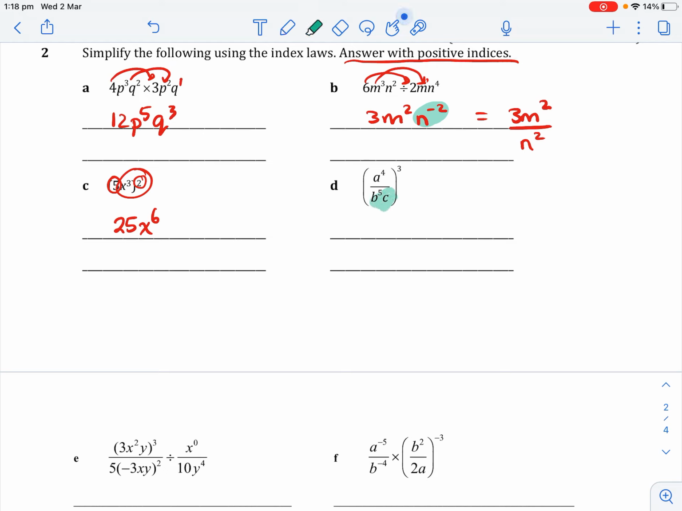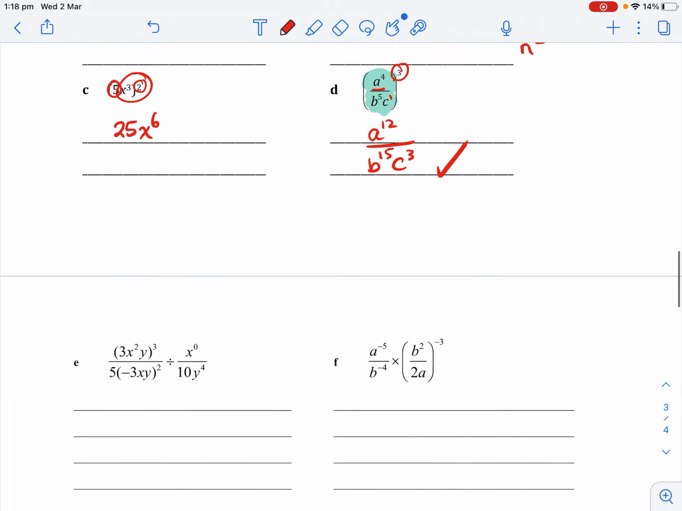Everything inside the brackets must go to the power on the outside of the brackets. So I need a to the power of 4 to the power of 3. Power to a power, we times them. So it becomes a to the power of 12. B to the power of 5 to the power of 3. Power to a power, you times them. 5 times 3 is 15. And c to the power of 1 to the power of 3, you times them, becomes c to the power of 3. And because they're all different bases, I can't go any further. That's my final answer.